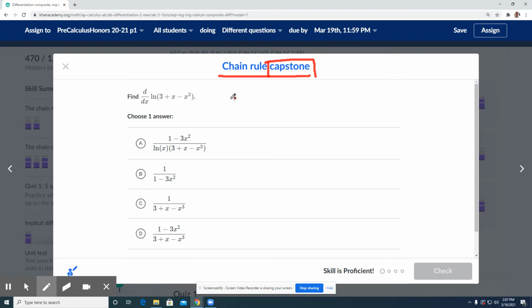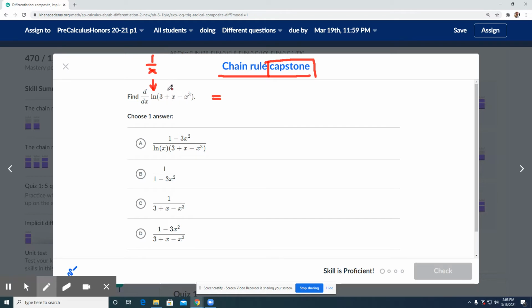All right, so when we look at this, we would look at the outermost function, and when we look at the outermost function, we would see the natural log function. What's the derivative of the natural log function? That is equal to 1 over x. So the derivative of just the natural log is 1 over x, but we have all of this inside of the natural log.